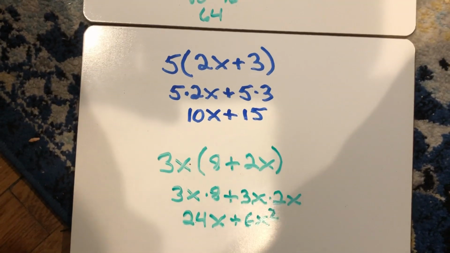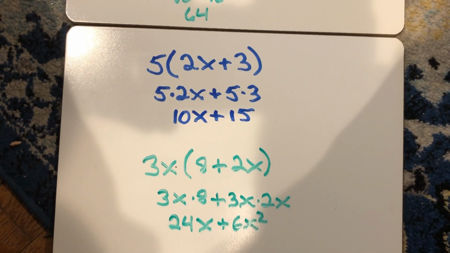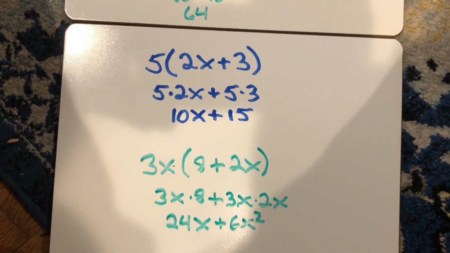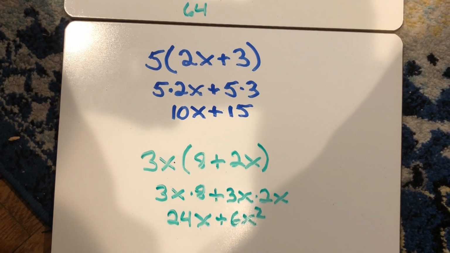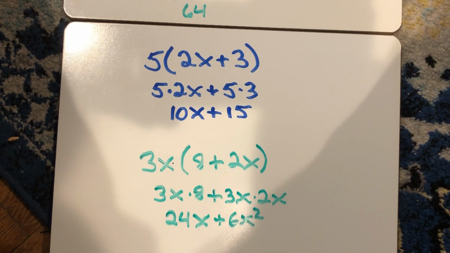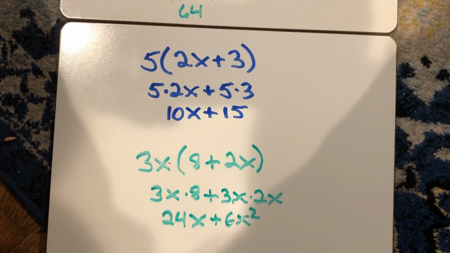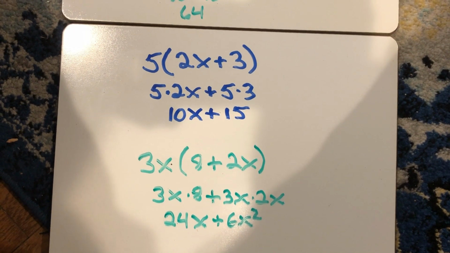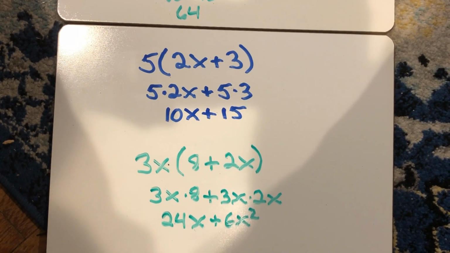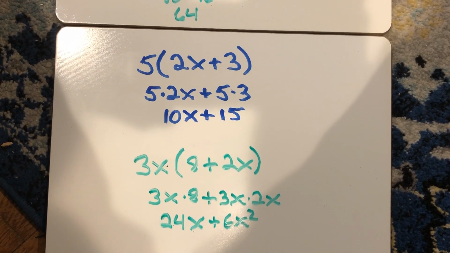Can also use a variable on the outside. So in this case, I have 3x times 8 plus 2x. And again, I'm multiplying the outside times everything on the inside. So first is 3x times 8. And the second is going to be 3x times 2x. So 3x times 8 is 24x. Multiply the numbers, and since there's only the one variable, keep it. And on the second one, 3x times 2x, multiply the numbers to get me 6, and then multiply x times x, giving me x squared.